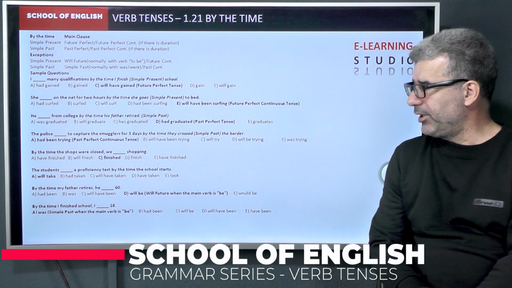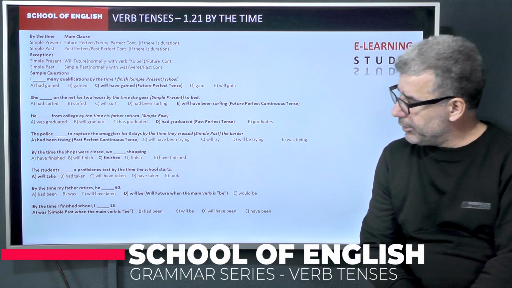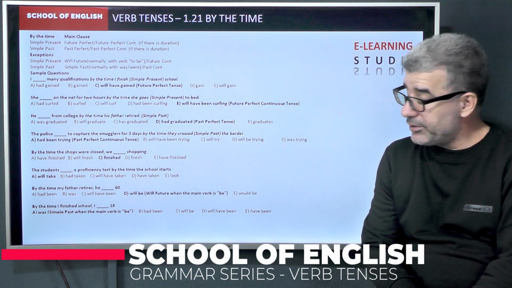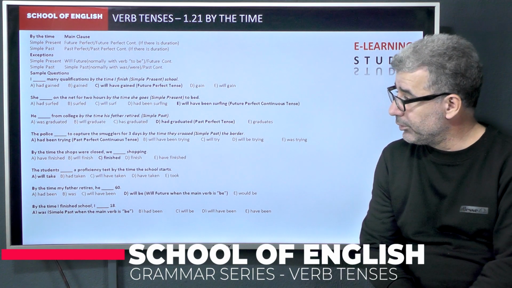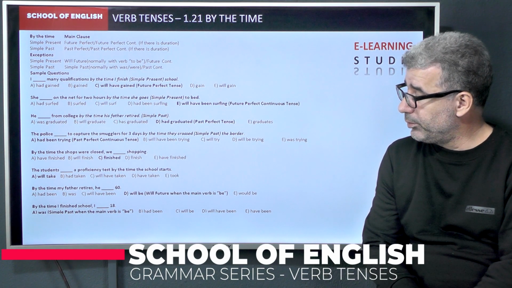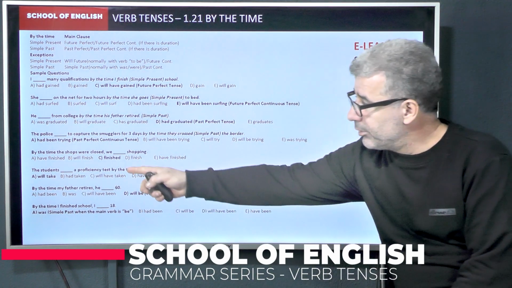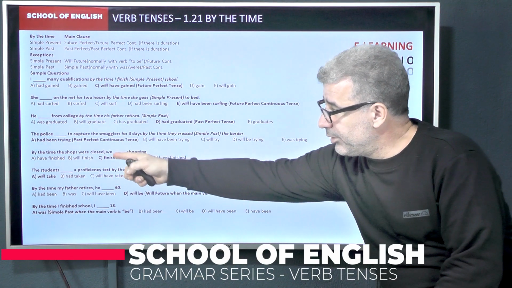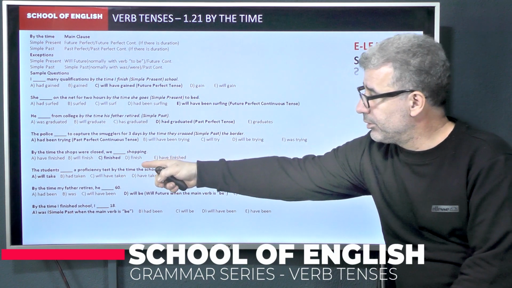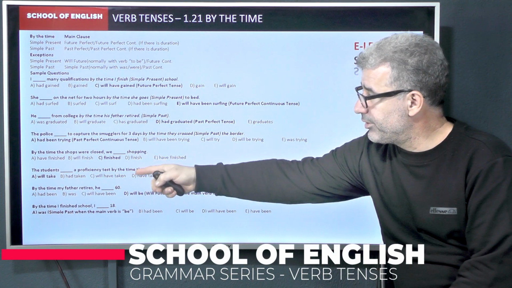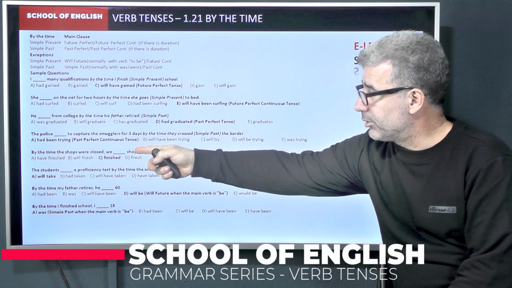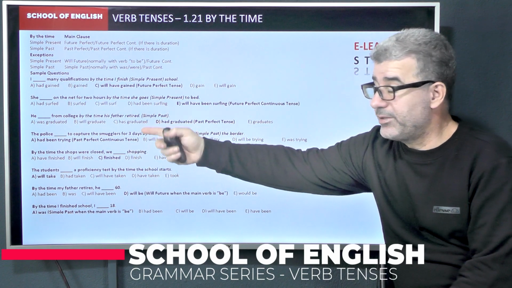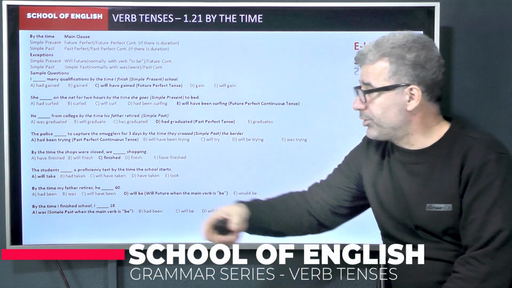The next example can easily be found. The answer can easily be found by just looking at the sequence of tenses. Here we have "finished." "By the time" is used with simple past, and the other options are either in present tense or present perfect or future tense. So we have only one option.